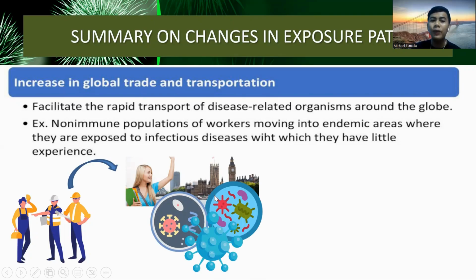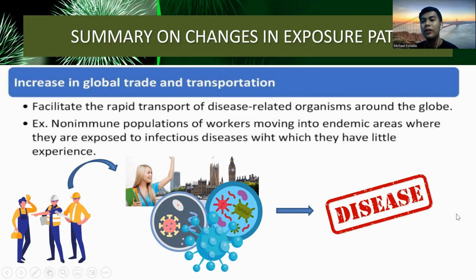And then once that worker travels, what will happen? There would be transmission or spread of diseases. So, it facilitates the rapid transport of disease-related organisms around the globe. So, kung naay ingani nga sakit sa Australia or sa China, it's not only sa China na lang. It is most likely na mas-spread siya all over the world because, again, we increase our global trade and transportation.